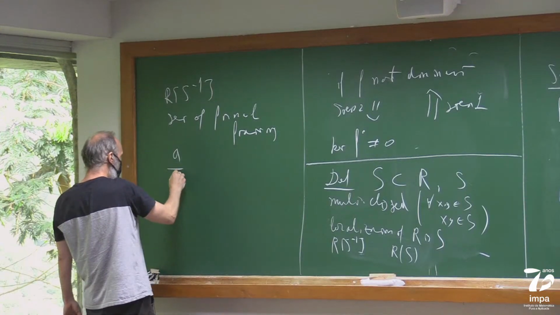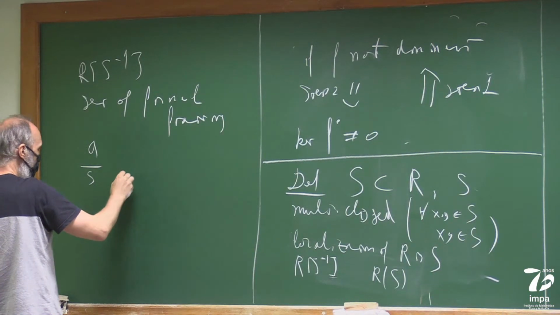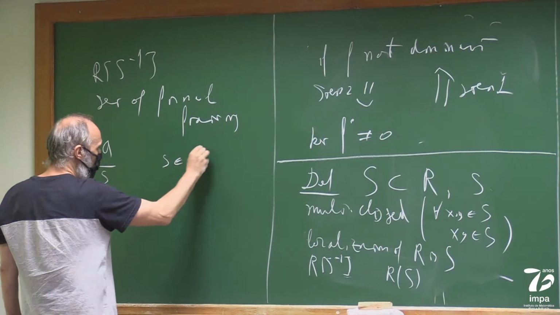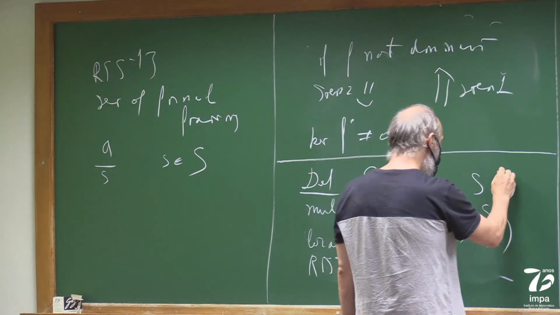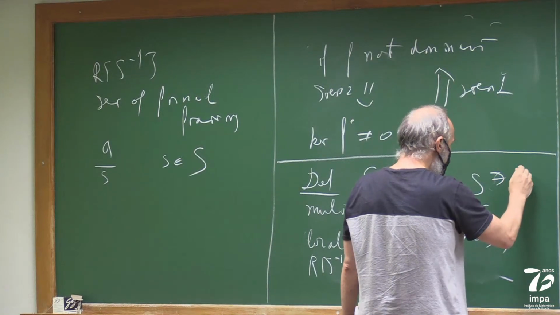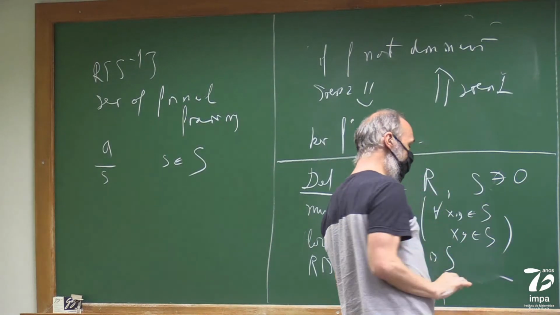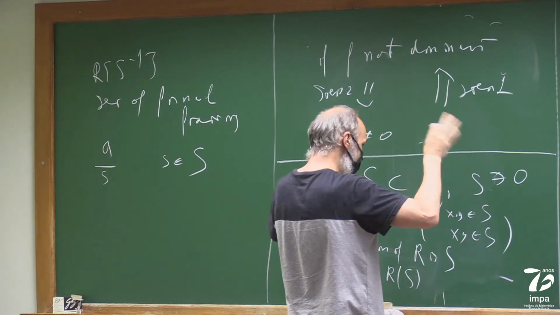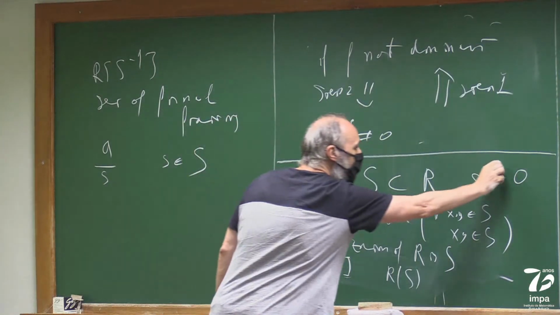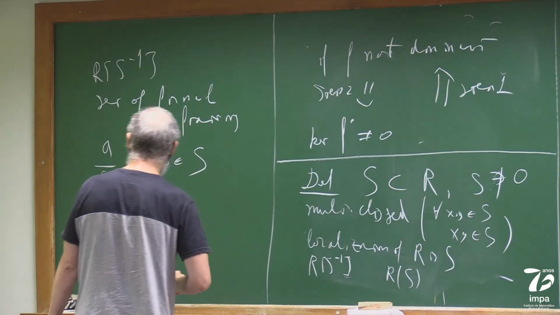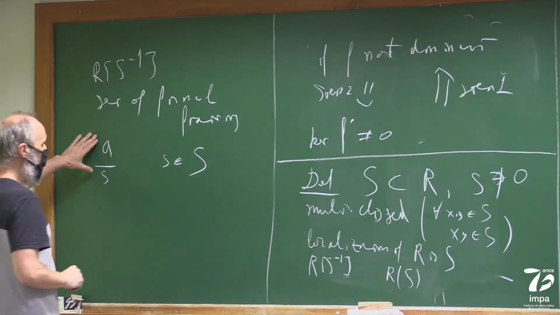A divided by s, where s belongs to S. Yeah, of course, if S has 0, then everything breaks. You obtain the zero ring, which makes very little sense. So you have formal fractions.